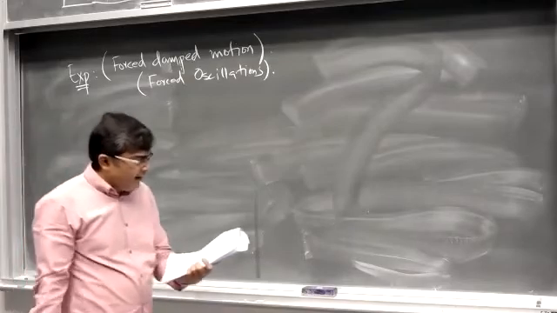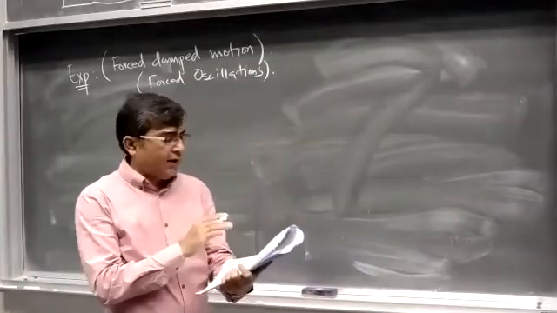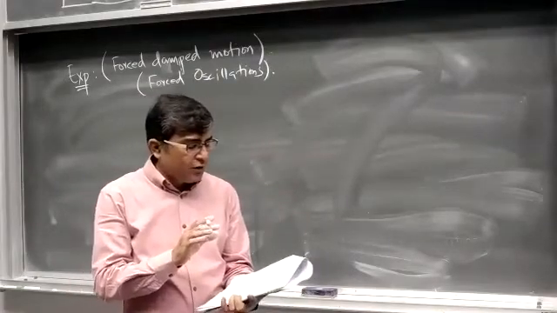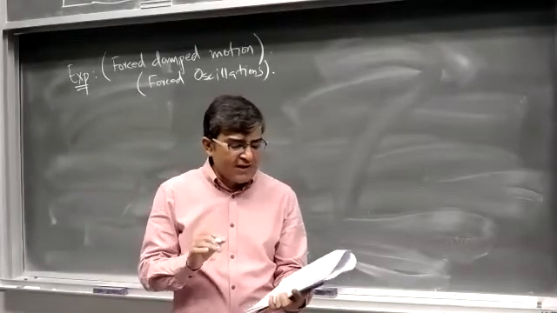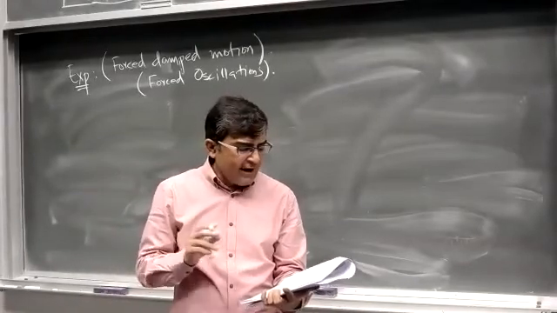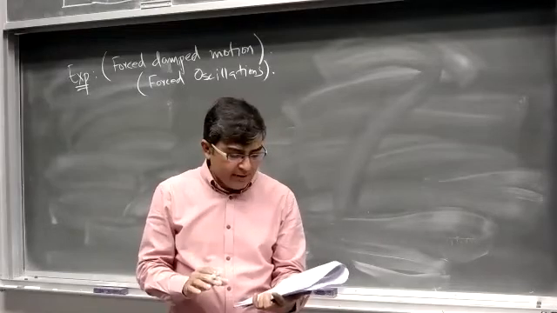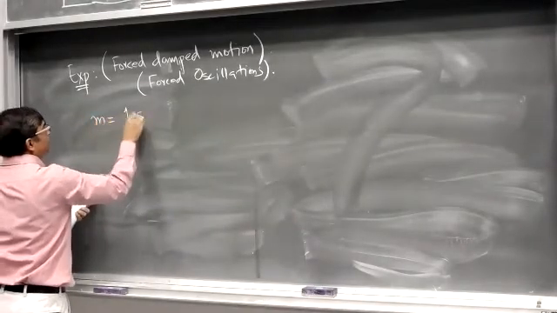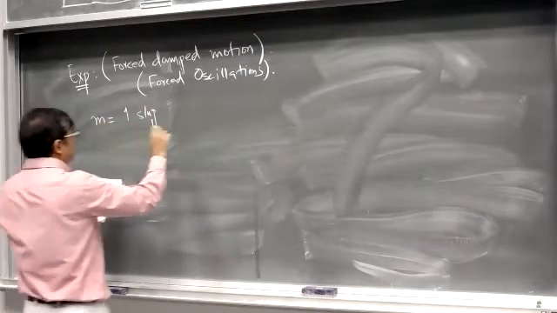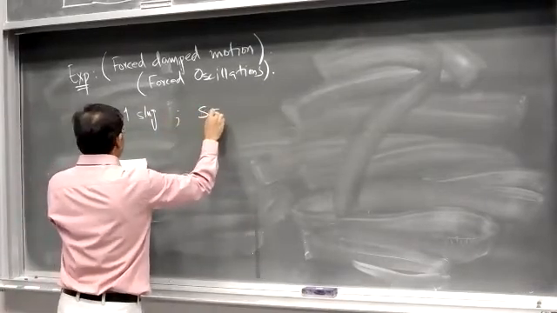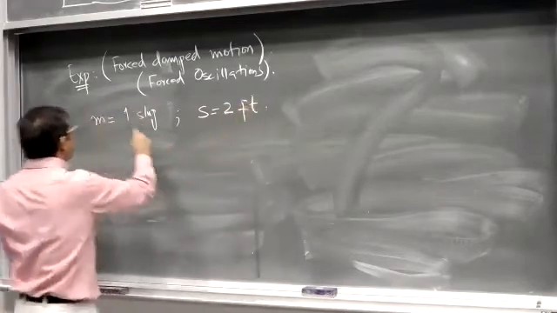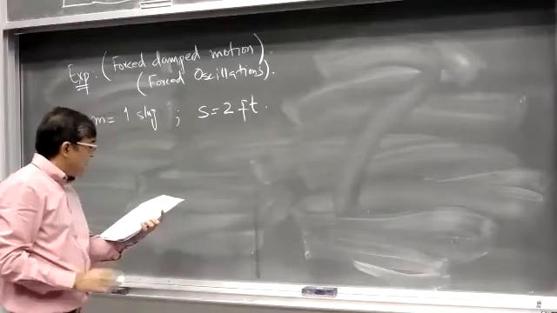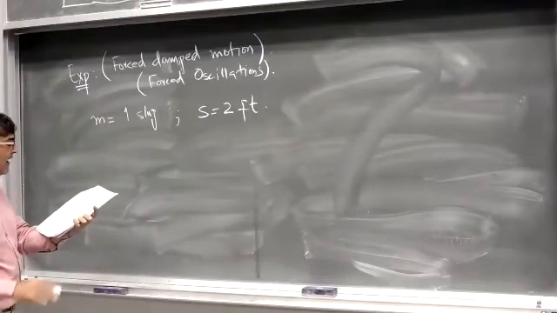A mass of one slug. A mass of one slug means it is m, not w, because now the mass is given. A mass of one slug stretches a spring 2 feet and comes to rest at equilibrium. When it is attached to a spring, it stretches that spring 2 feet and comes to rest at the equilibrium position.